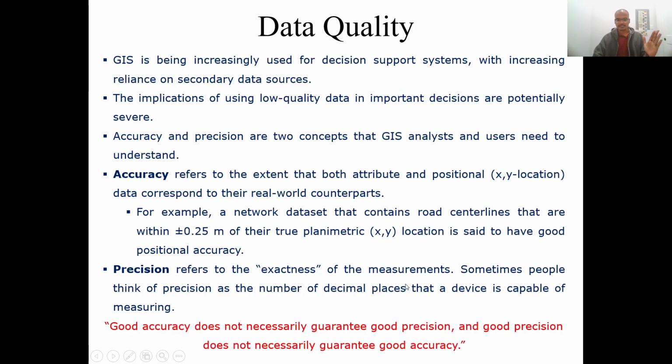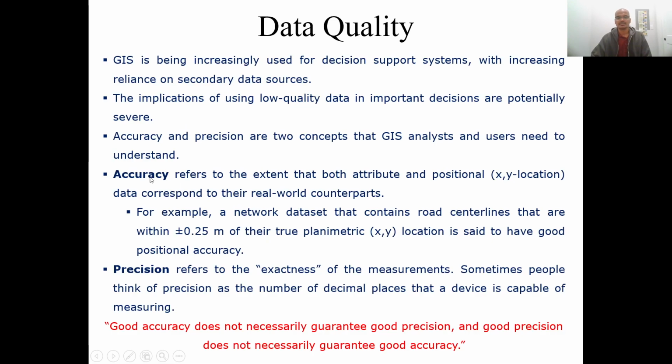Once you have captured spatial data and joined your attribute data, your data is ready for a decision support system, manipulation, or some other analysis. But before that, you have to ensure whether your data is accurate or not, for which ensuring data quality is very important. You know that GIS is increasingly used for decision support systems, and most of the data is generated from multiple sources and integrated with each other. In that case, ensuring data quality is very, very important, because if data quality is very low, the consequences of decisions taken based on those databases are potentially severe. So understanding and ensuring data quality is very important.